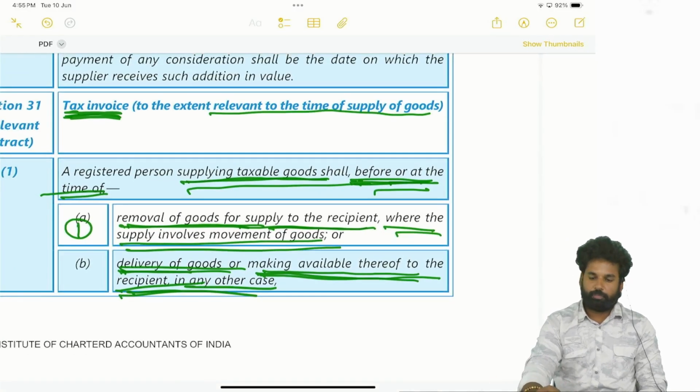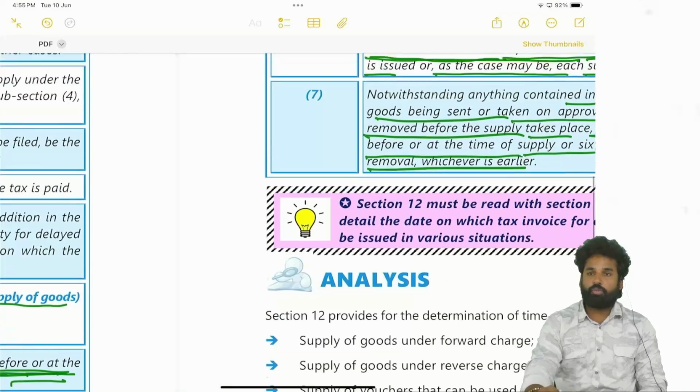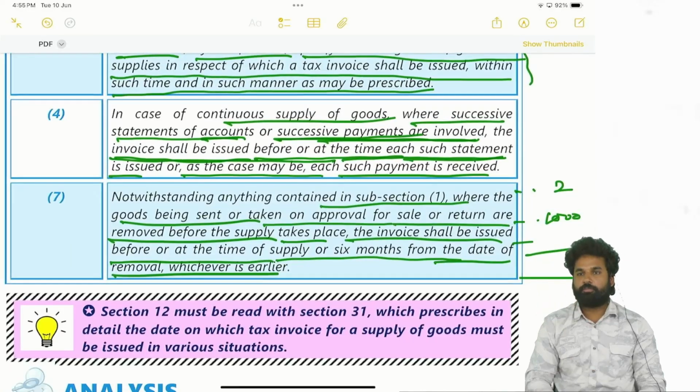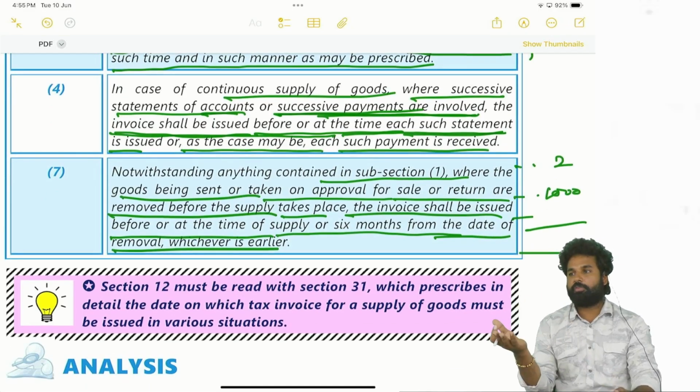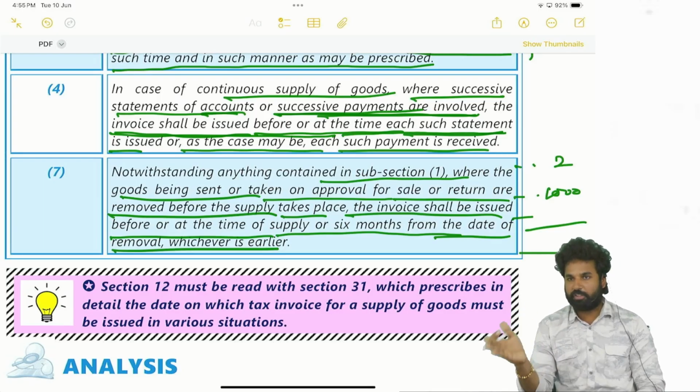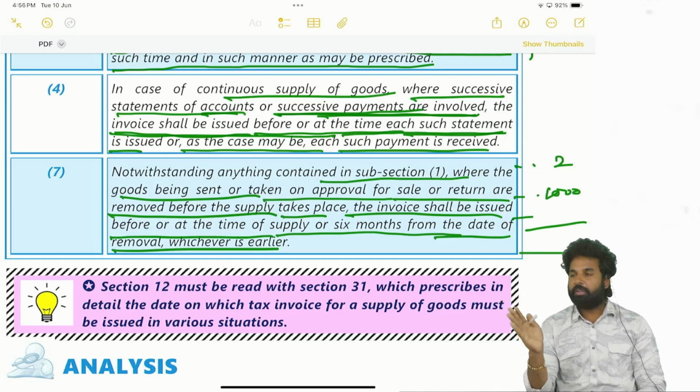Next, in case of continuous supply of goods, where the supply involves statement of accounts between the supplier and the recipient, in such cases on or before such statement, and whenever there is a payment received, on or before such payment. Next, in case of sale on approval basis, or say sale or return basis, in such cases, if the sale is materialized within a period of 6 months, sale is accepted within 6 months, then the date of sale will be the last date for issuing the invoice.